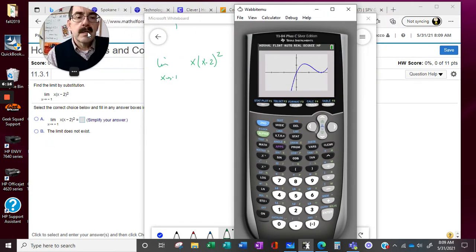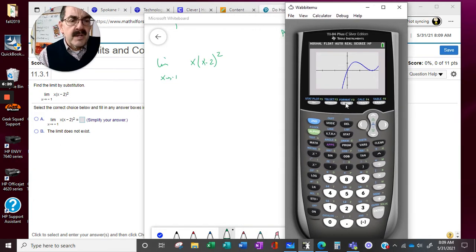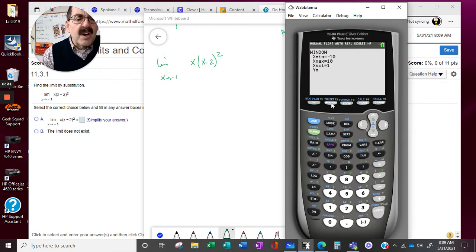Actually, that's kind of interesting. As it approaches negative 1, I'm going to go zoom 6. Zoom 6 is like the home button. And we saw this thing coming up and over. I'm interested in this negative 1, so let's check our window.